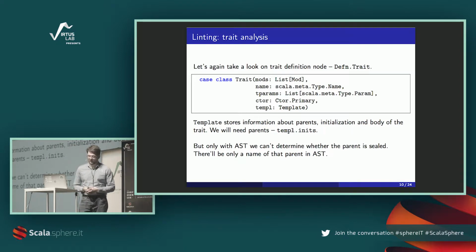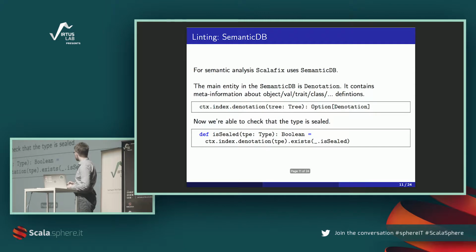And while having the parents, we actually can't determine whether the parent is sealed, only with information from AST. There will be only a name of that parent in the AST. So we will need to use semantic information. And for semantic information, Scalafix uses SemanticDB.